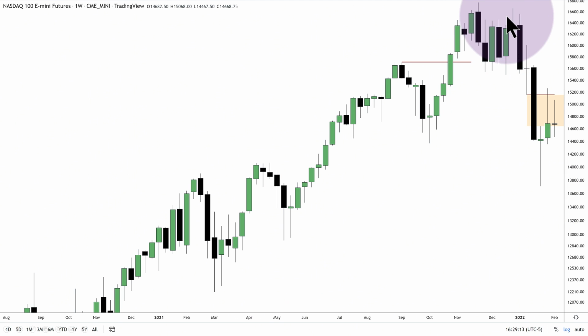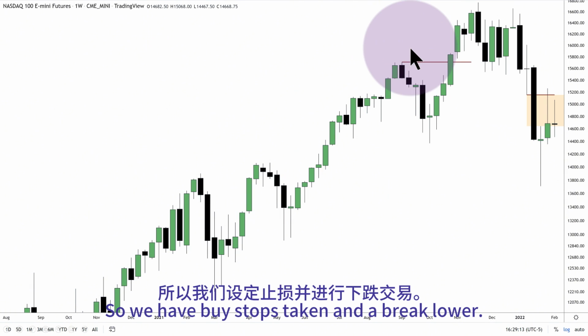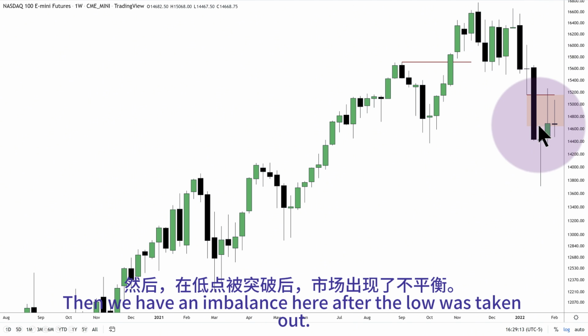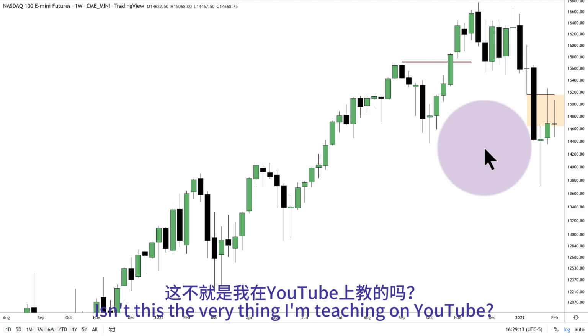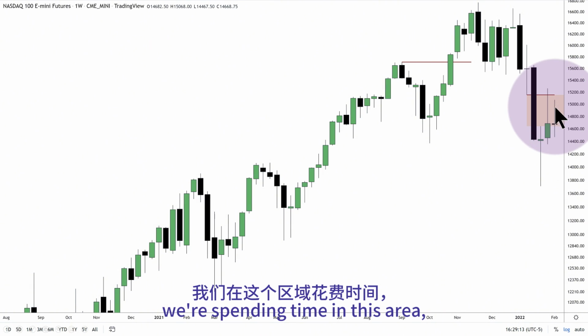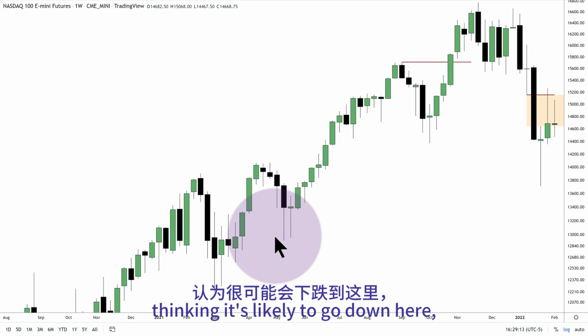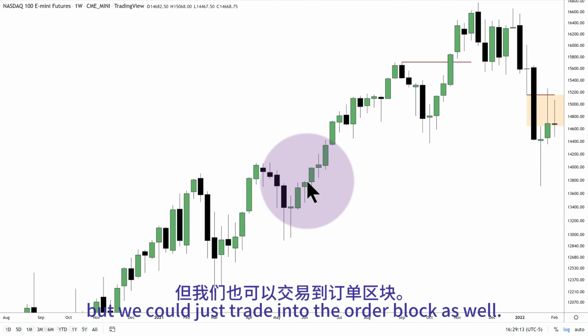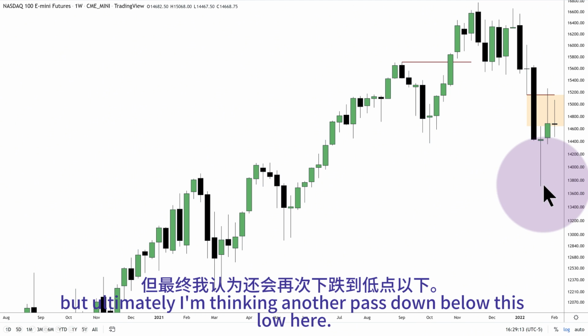We have the market trade lower, taking out this low after these highs are taken here. So we have buy stops taken and a break lower. Then we have an imbalance here after the low was taken out. See that here? Isn't this the very thing I'm teaching on YouTube? Yes. So all we're doing on a weekly basis, we're spending time in this area, which I'm thinking is likely to trade lower, and then aim down here. But we could just trade into the order block as well. We almost got down to it here. But ultimately, I'm thinking another pass down below this low here.